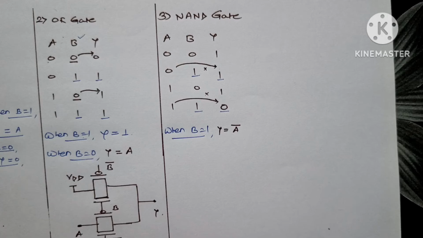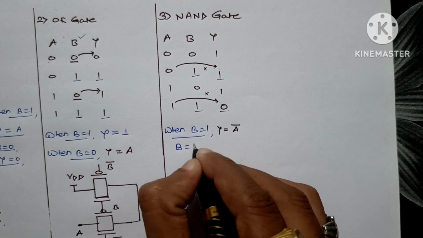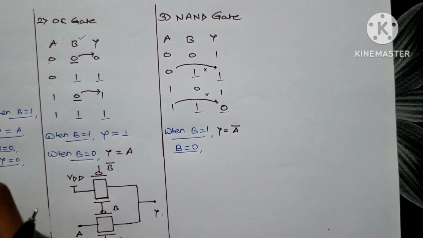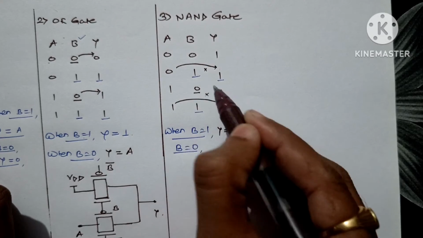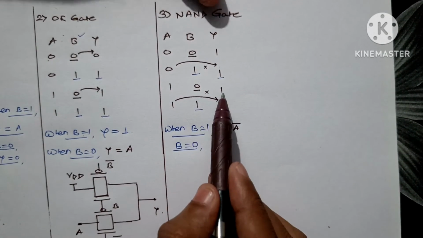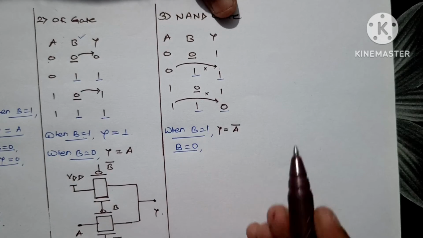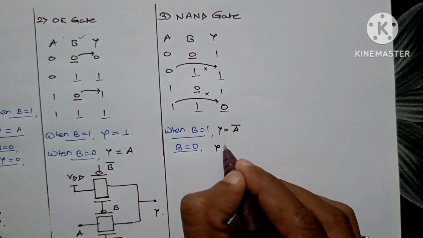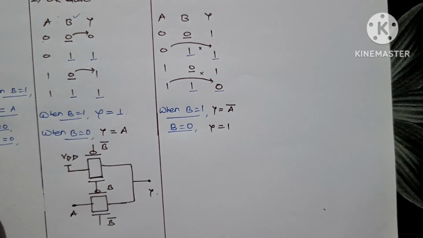Second combination, when B is 0. Now when B is 0, there are two combinations, this and this one. In both the cases, if I see, the output is fixed, it is 1. So if output is fixed, we can write Y is equal to 1.